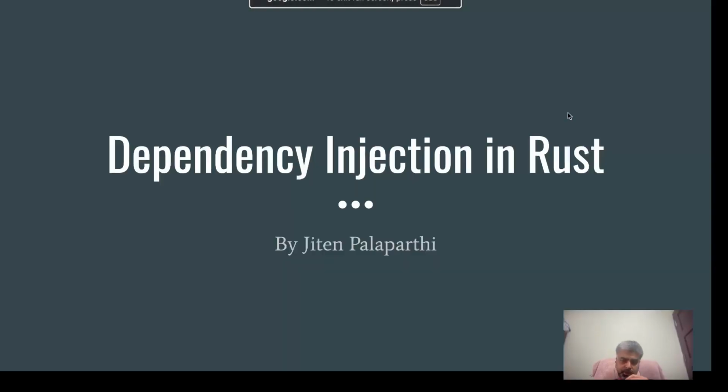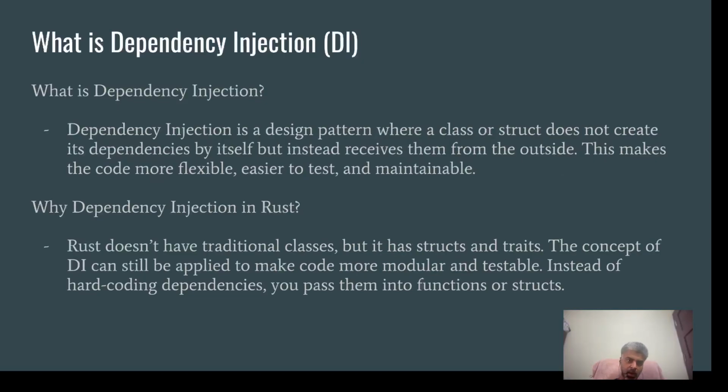So, coming to the session today, we are going to discuss dependency injection in Rust. Very fascinating concept, very heavily used in most of the frameworks we have been using for the past many years. It is one of the very prominent design patterns, which is called dependency injection. So before jumping into the example in Rust, let's have some basic understanding of what dependency injection is.